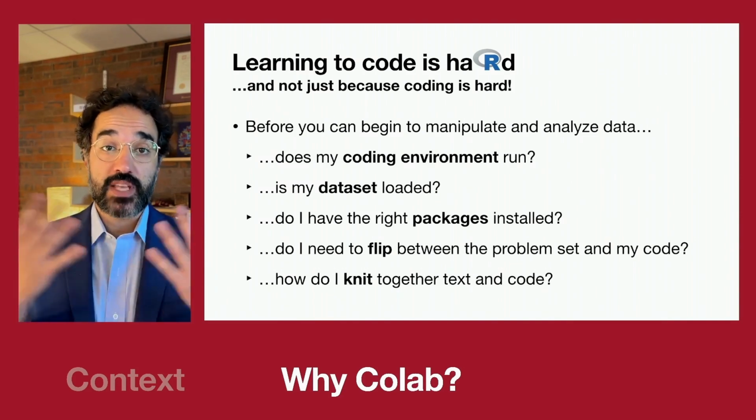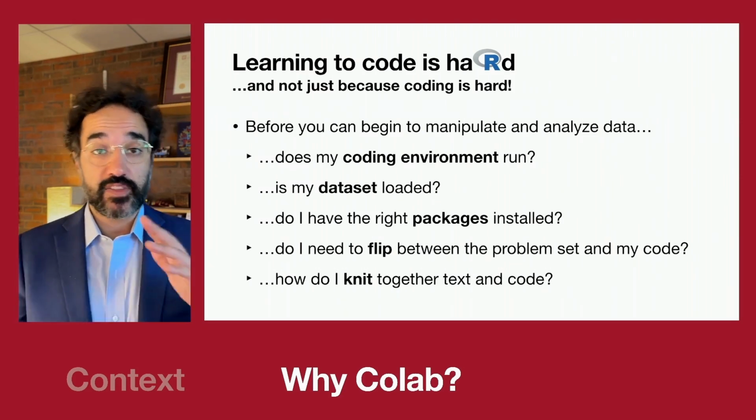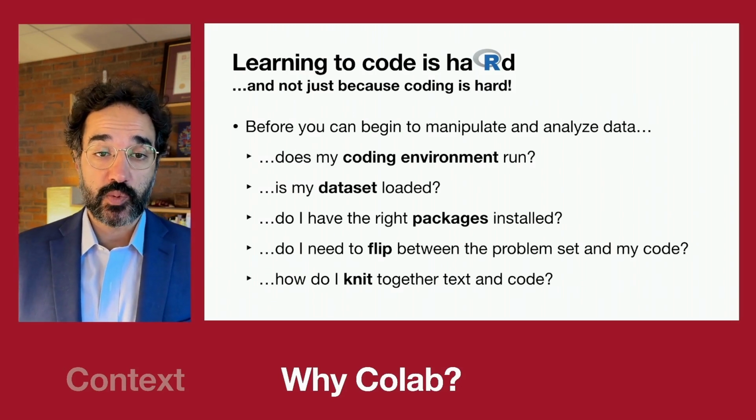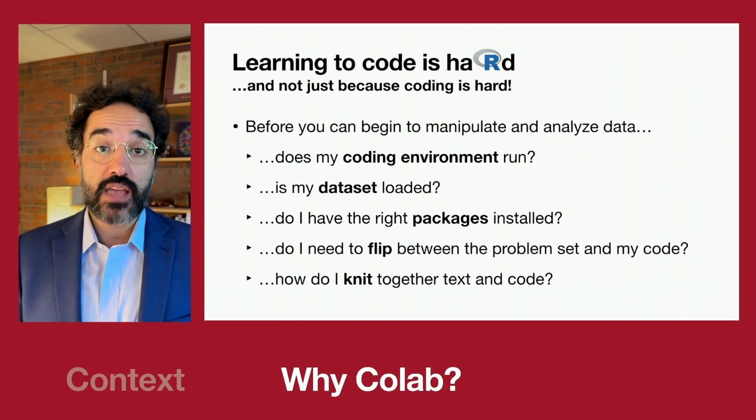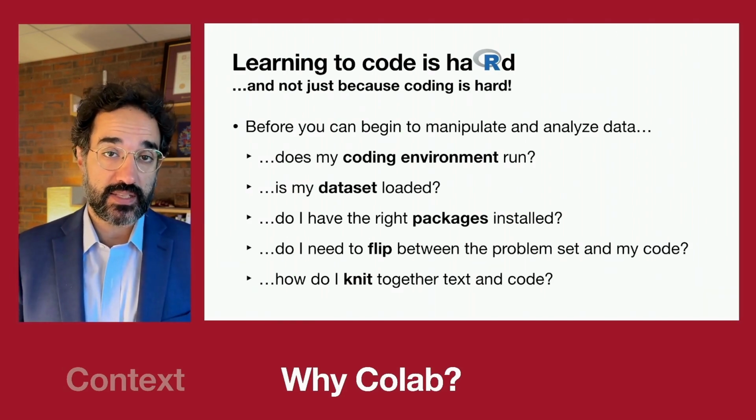If I have a problem set or prompt or something like that, I have to flip back and forth between my code and the actual problem set. And then finally, if I have text, prose, and code, how do I intermingle them in a way that's effective?